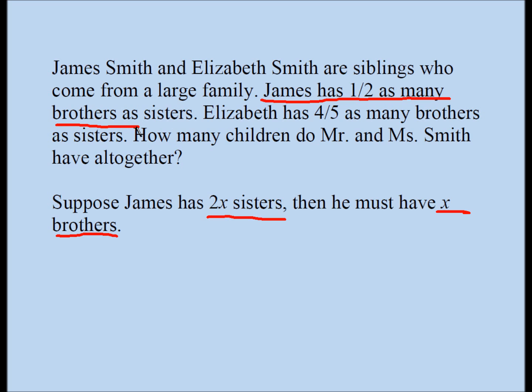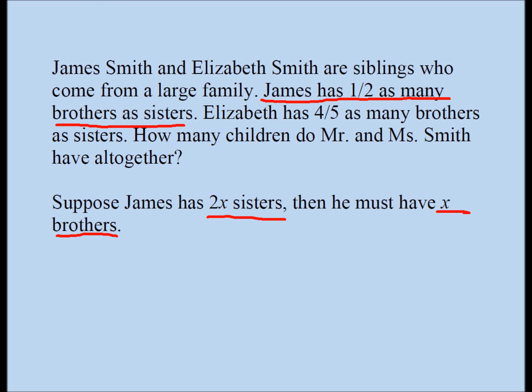James has half as many brothers as sisters. So because of this half, and I try to avoid fractions in my variables if I possibly can, I assume James has 2x sisters, so he will have half as many. That would mean 2x divided by 2, or x brothers.